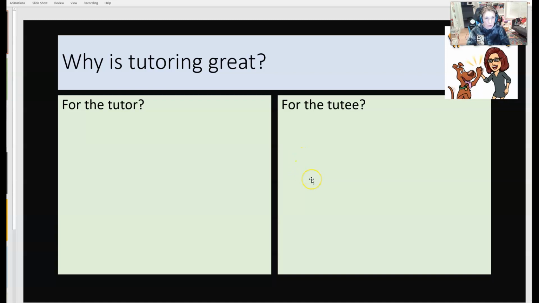And then for the tutee, you're offering additional support to help them with their science, because they have been identified as students who are struggling with science.